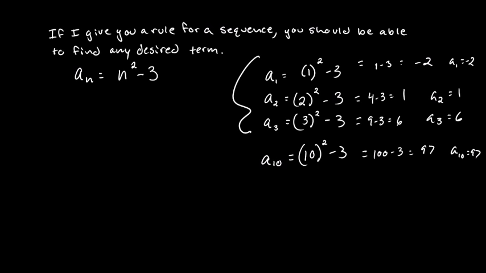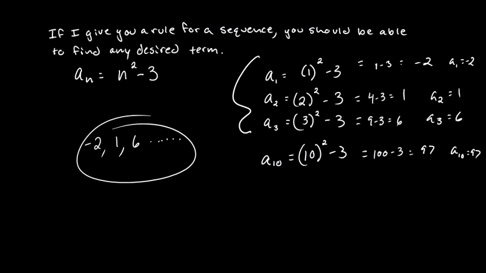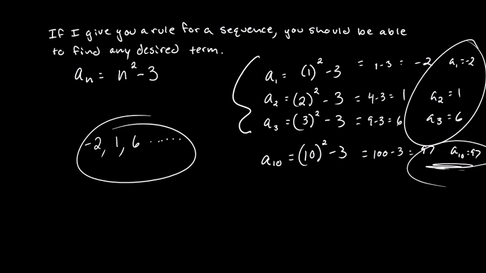If I ask for the first three terms, I think it would be alright for you to go ahead and list them as negative 2, 1, and 6, because this is a sequence. So you can list them like so, or if I ask for the 10th term, you can give me a sub 10 equals the value that it comes out to.